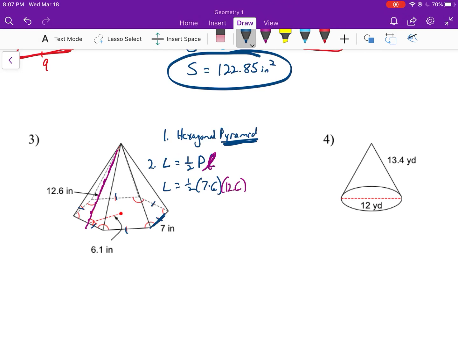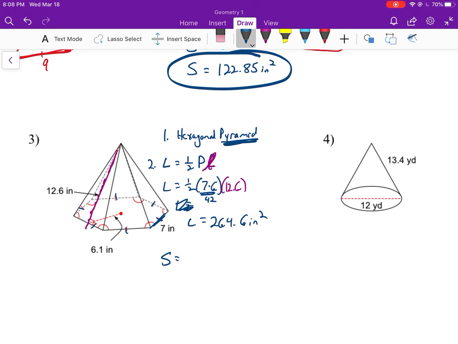And then all we're going to do is multiply that out to find the lateral area. 1/2 times 7 times 6. Sorry, this is our perimeter. That's 42. So 1/2 times 42 times 12.6. So the lateral area, let's move this down. Lateral area will equal 264.6 inches squared. And then we want to find our surface area.